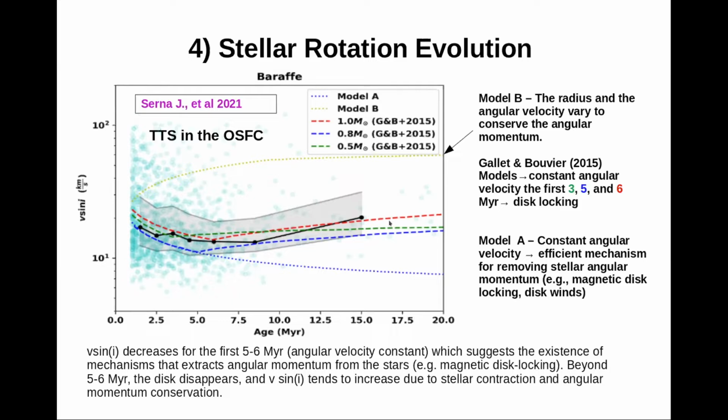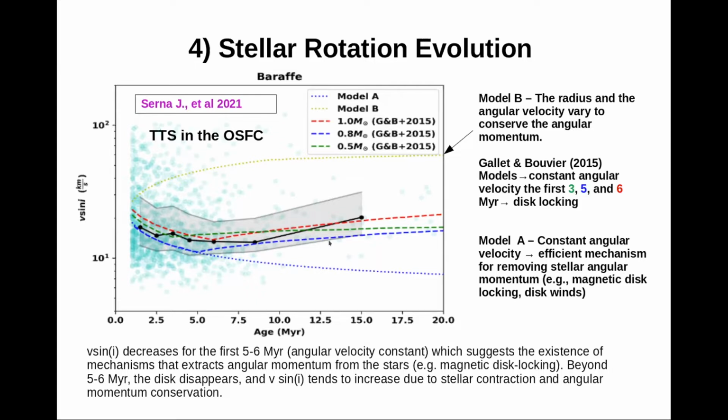This model assumes that the angular velocity is constant during the first million years when the disk is present. This is in agreement with the existence of an efficient angular momentum loss mechanism. After the disk disappeared, the BC9 tends to increase due to stellar contraction and angular momentum conservation.